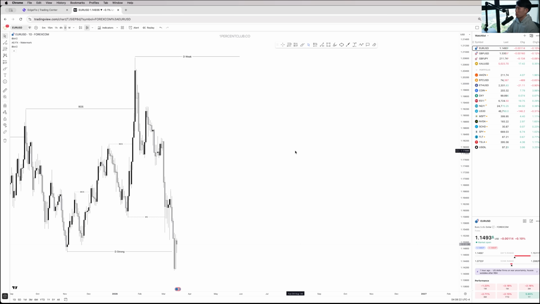What does this tell us? This tells us that on the lower time frame, the internal structure has shifted bearish. Now, why did it shift bearish? You must understand the narrative of price. You must understand the objective of price. It shifted bearish because it wants to facilitate the pullback.